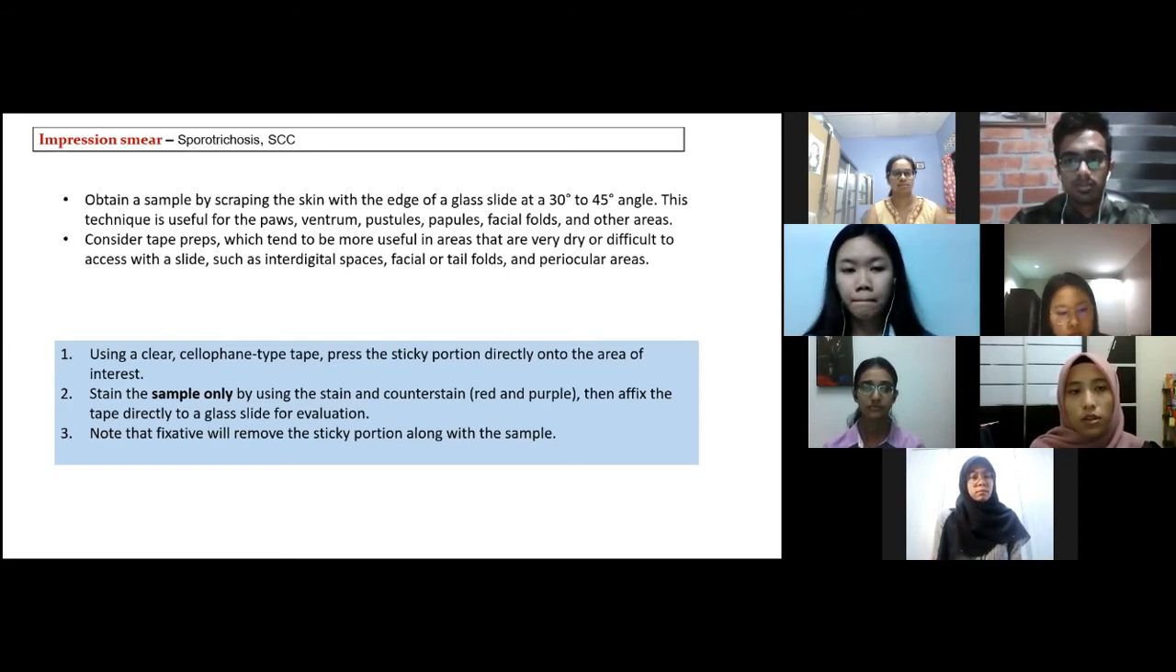And the next one, we must stain the sample only by using the stain and counter stain, which is in red and purple color. Then we stick the tape directly to the glass slide for evaluation and examination. Next thing is we should note that fixative will remove the sticky portion of the tape along with the sample. So you must be careful. Okay, next slide.